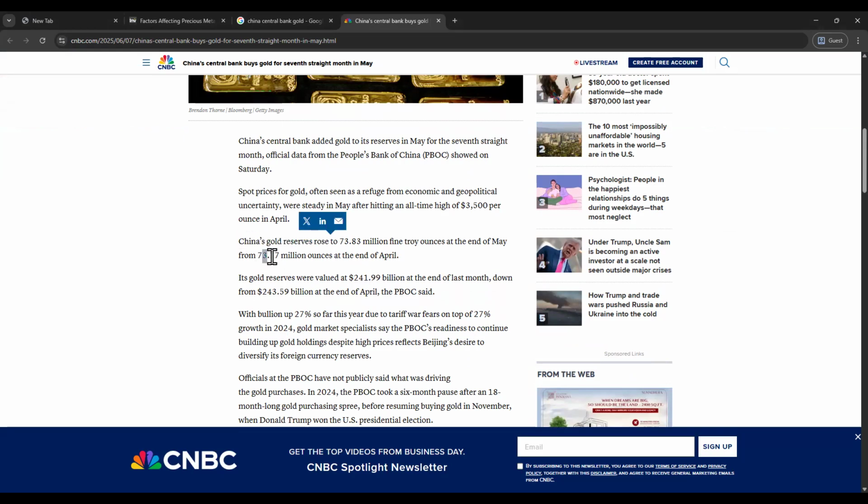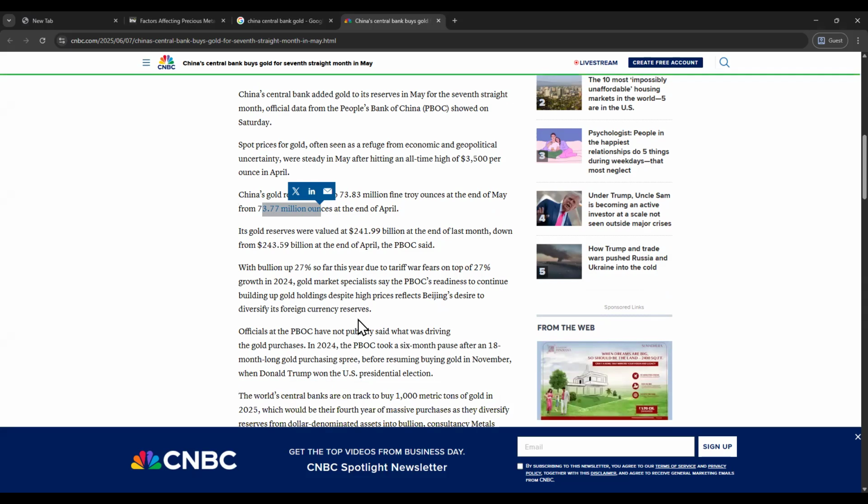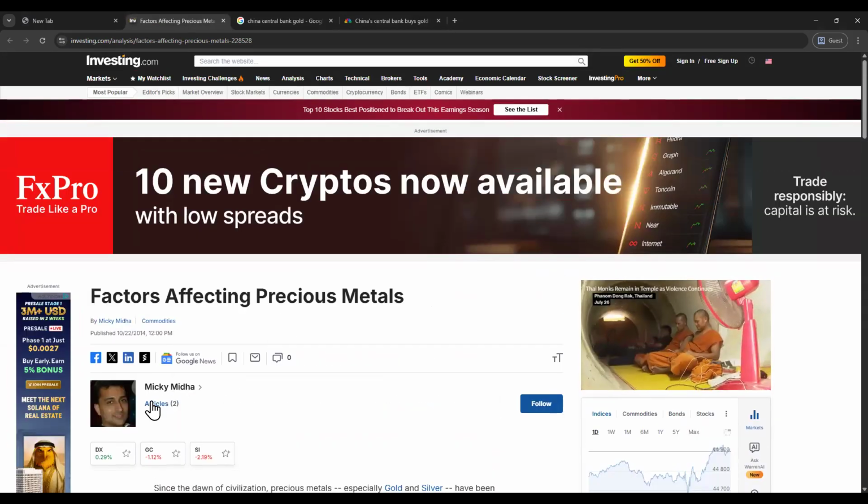So you can see how much gold reserves they are having. Earlier it was 73.77 million ounces, and now it is 73.83 million. So they are continuously doing it. Even the Reserve Bank of India has, I think, hoarded gold. I think in the last few months there were activities of the Reserve Bank of India also. So you can check those activities.